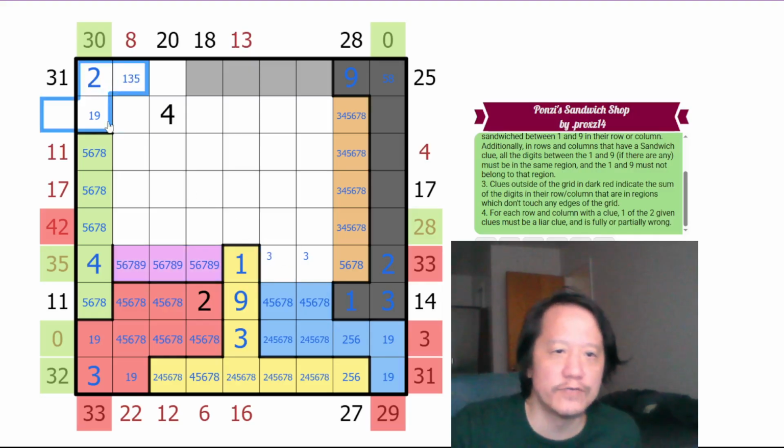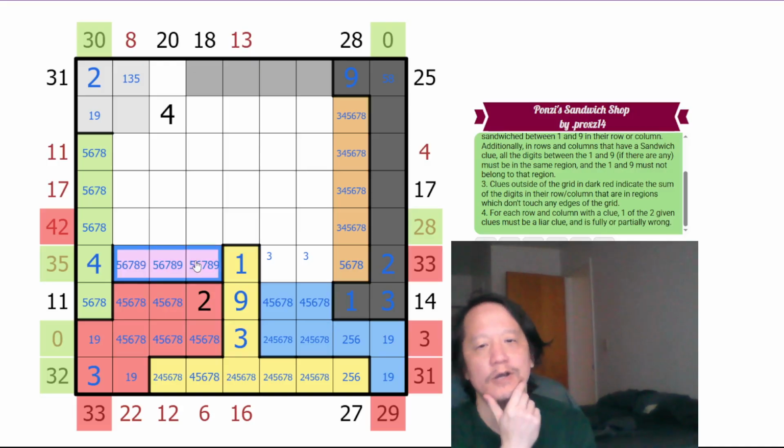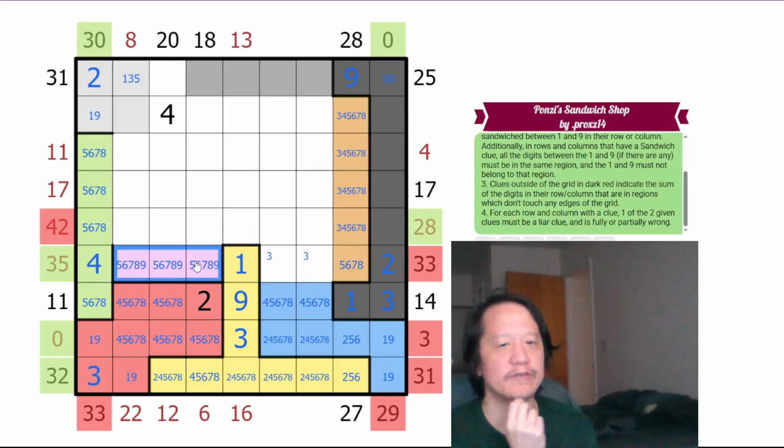Therefore, this over here must be the same region. Yeah, this has to all be part of the same region. These cannot be touching the edge of the grid because of the 35. That 35 has to be valid.